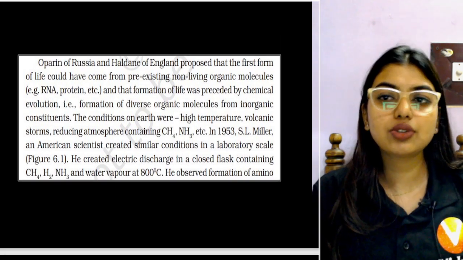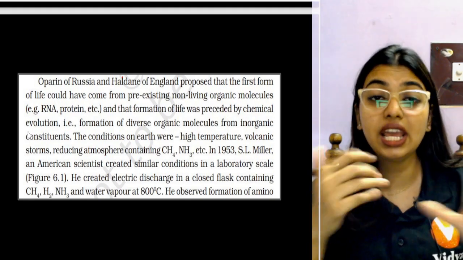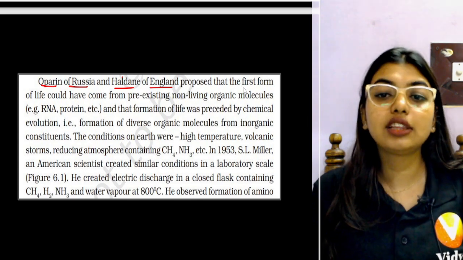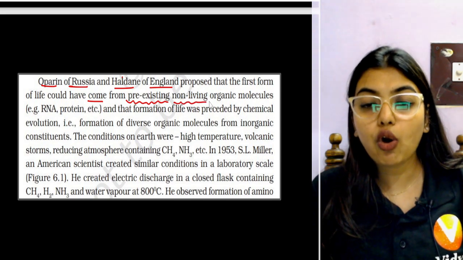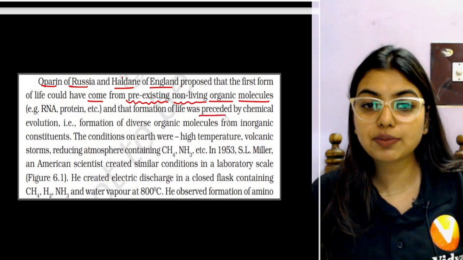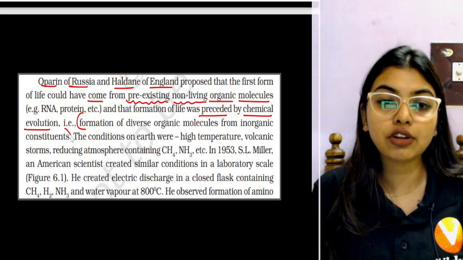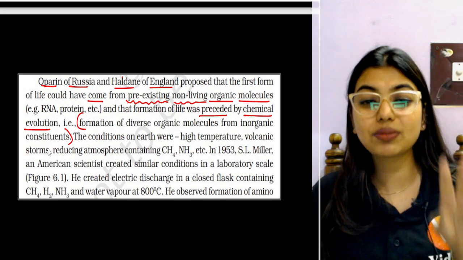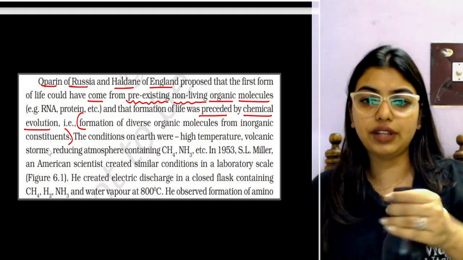Now, students, Oparin and Haldane were the two scientists who came up with the most relevant theory. Oparin of Russia and Haldane of England proposed that the first form of life could have come from pre-existing non-living organic molecules, that is RNA or protein, etc. And that formation of life was preceded by chemical evolution, that is formation of diverse organic molecules from inorganic constituents. The conditions on the earth were high temperature, volcanic storms, reducing atmosphere containing ammonia, methane and all of that.